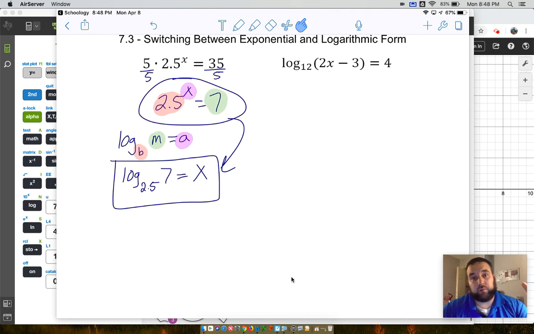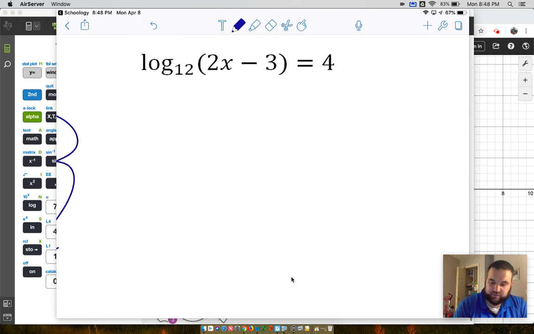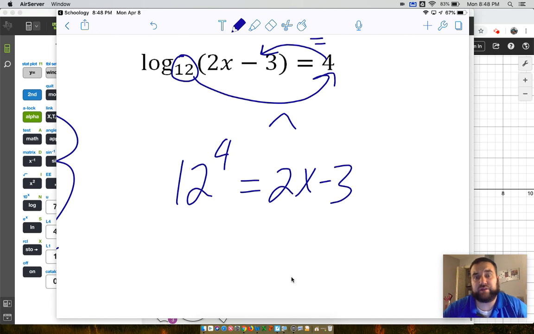So that's how we went from exponential into logarithm. Vice versa is then, of course, here's my base number raised to this power is equal to that expression. So 12 to the 4th equals 2x minus 3. I could go ahead and solve this then for x, because 12 to the 4th power, it's a big number, but it's a number.